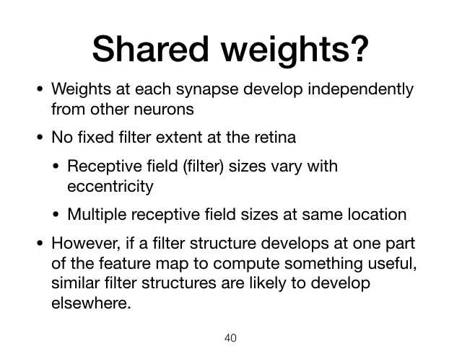But if a filter structure develops at one part of the feature map to compute something useful, similar filter structures are likely to develop elsewhere as well. So shared weights aren't built into the system, but it may happen that similar filters develop across the whole image, because something that's useful in one part of the image is also useful elsewhere in the image.